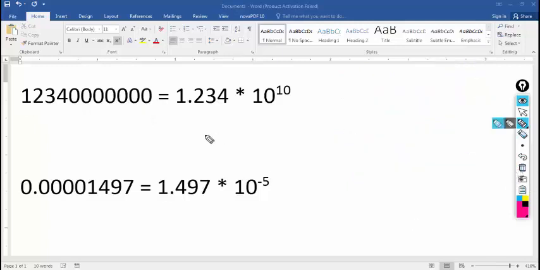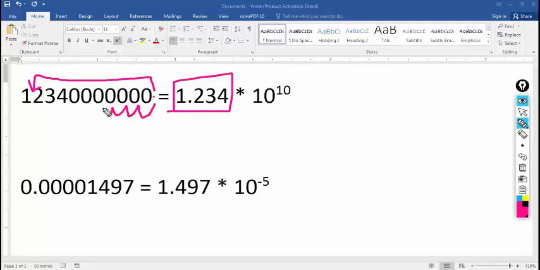So the decimal point is here, and we want to convert it into this form. That means what? I have to take the decimal point from here till here. Okay, and how can this be done? So I have to move the decimal point towards the left. Let us count how many times we have to move. 1, 2, 3, 4, 5, 6, 7, 8, 9, 10. Okay, we have to move the decimal point 10 times towards the left.